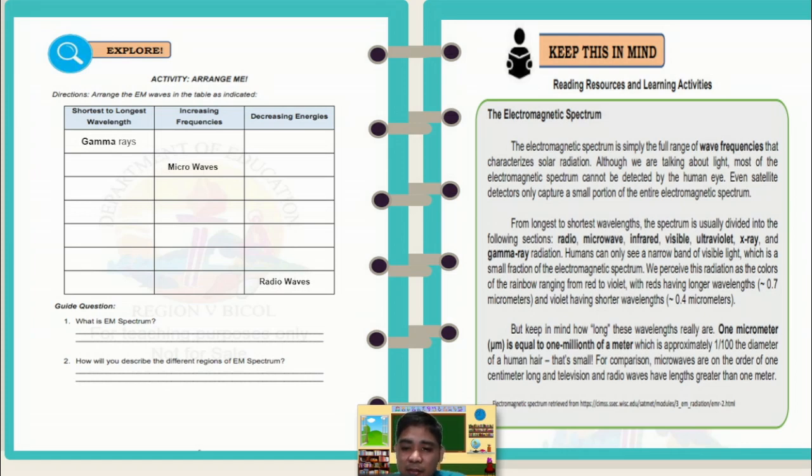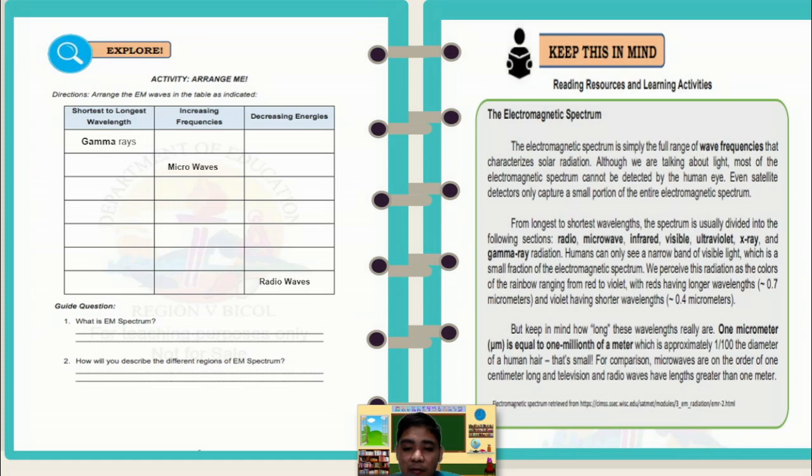From longest to shortest wavelengths, the spectrum is usually divided into the following sections: radio, microwave, infrared, visible, ultraviolet, X-ray, and gamma ray radiation. Humans can only see a narrow band of this, visible light, which is a small fraction of the electromagnetic spectrum. We perceive this radiation as the colors of the rainbow, ranging from red to violet, red having longer wavelengths, approaching 0.7 micrometers, and violet having shorter wavelengths, approaching 0.4 micrometers.